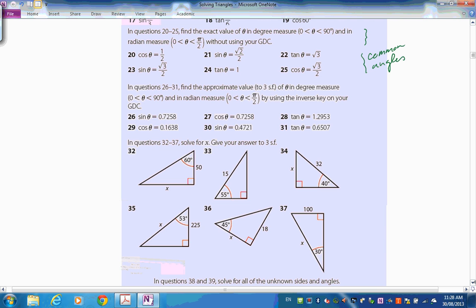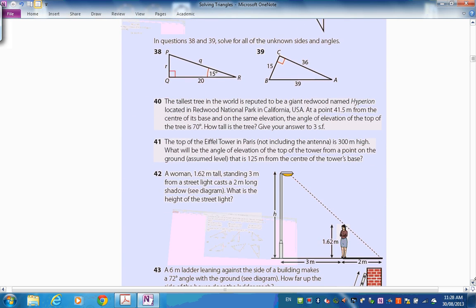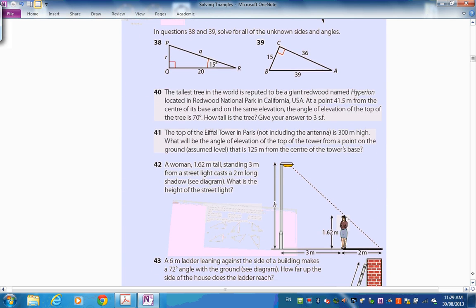Let's go on now. In questions 38 and 39, solve for all of the unknown sides. Quite often you'll use the sum of angles of a triangle equals 180 to get the last missing angle. That's the quickest way of doing that. Okay, pause it, have a go. There are some interesting problems of a practical nature in here. Let's go down to the last couple then.